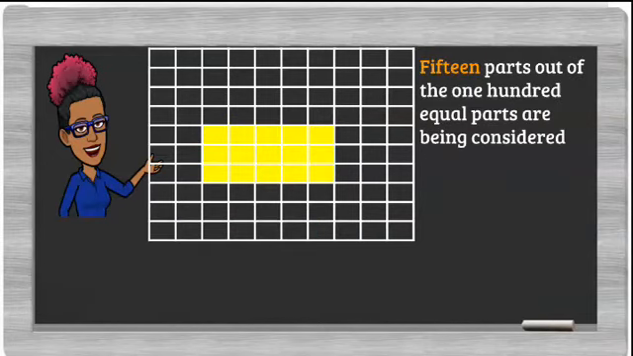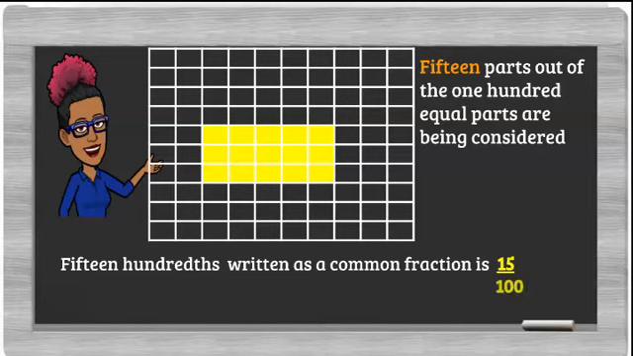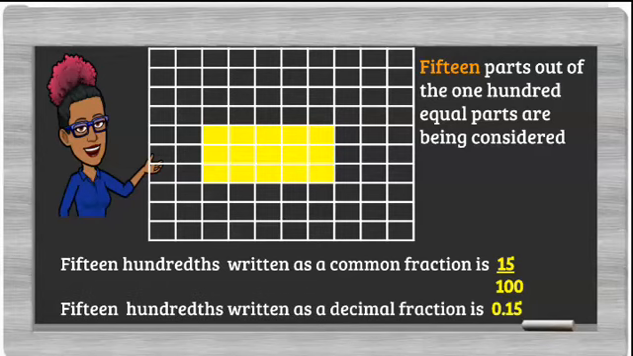15 parts out of the 100 equal parts are being considered. So 15 hundredths, written as a common fraction, is 15 our numerator over our denominator of 100. So therefore 15 hundredths, written as a decimal fraction, is 0.15.